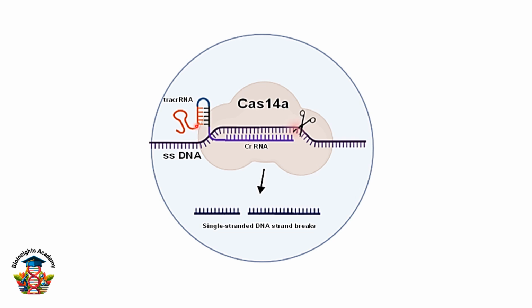So the sgRNA guides the Cas14a protein to the specific target ssDNA by base pairing with it, and it cleaves the ssDNA, resulting in a single strand break rather than a double strand break, as we had in Cas9 and Cas12a. So this activity is highly specific to ssDNA and does not require the presence of a PAM sequence, unlike the other CRISPR-Cas systems that we talked about.